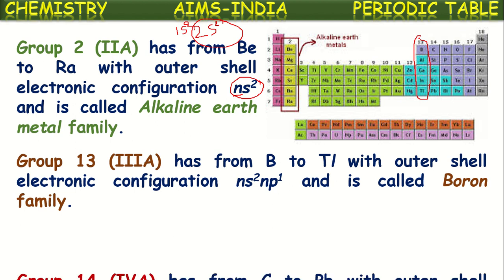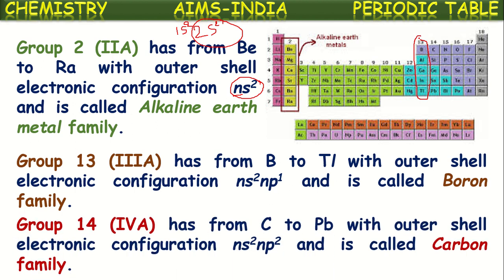In the same way, if you see the next group, the 14th column or 14th group elements are also considered 4th A group elements. What are those? Carbon, silicon, germanium, tin and lead, isn't it? These elements have the outer shell configuration ns2 np2, and they are called the carbon family, named after the starting element. The 13th group is the boron family, the 14th group is the carbon family.